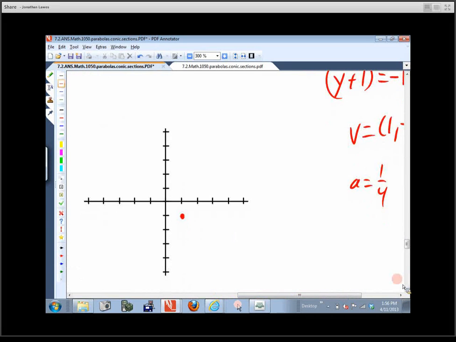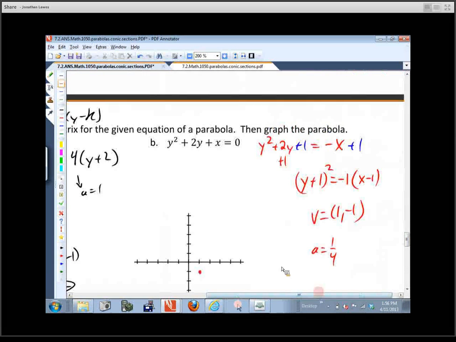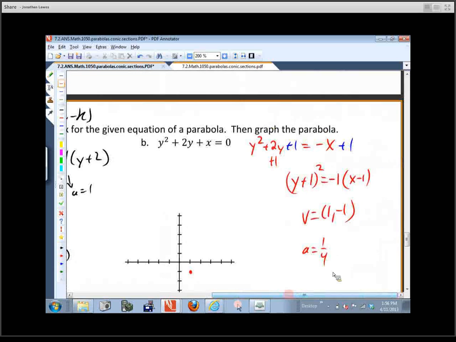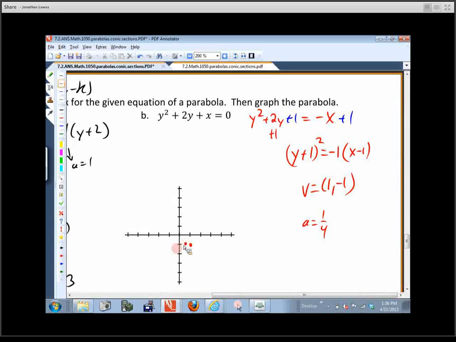And which way does it open? Okay. Notice that it's, oops, let me make this a tad smaller. Okay, notice that negative there and y is squared, so this is going to open to the left. So I go 1/4 of a unit here to get to the focus. I go 1/4 of a unit here to get to the directrix. And if the vertex is right there at 1, negative 1, this is going to be x equals 5/4.